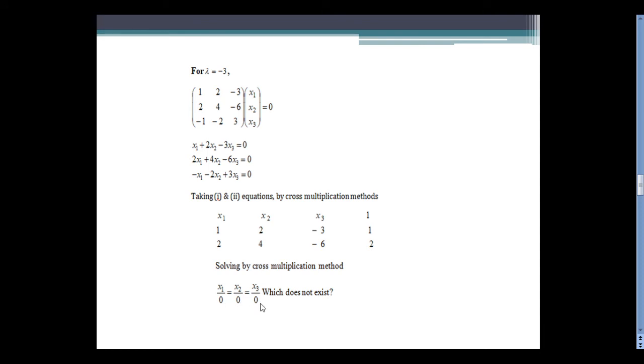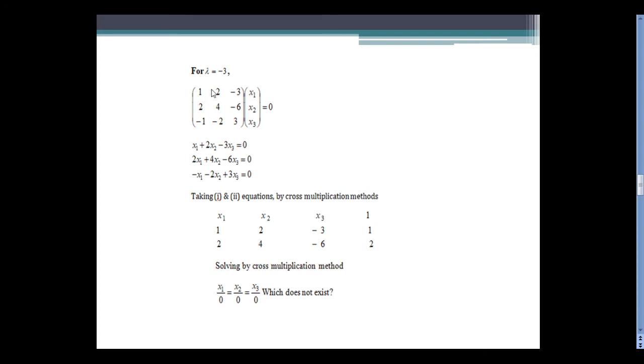Is this possible? We won't get the eigenvector as 0. 0, 0, 0 is not a proper eigenvector, so it does not exist. For that, what shall we do? Why are we getting this? Because we have taken two similar equations. Yes, these two equations are similar.